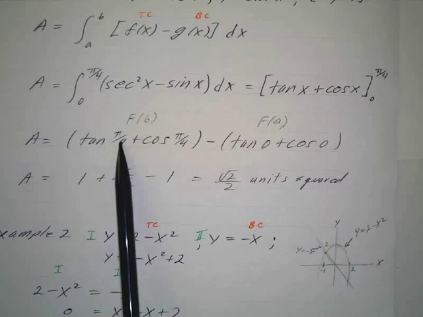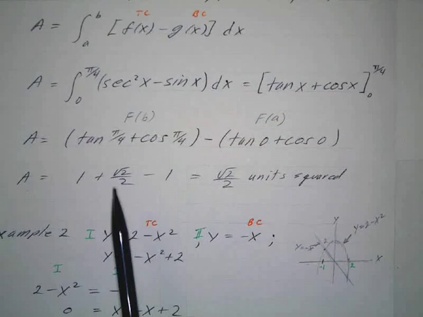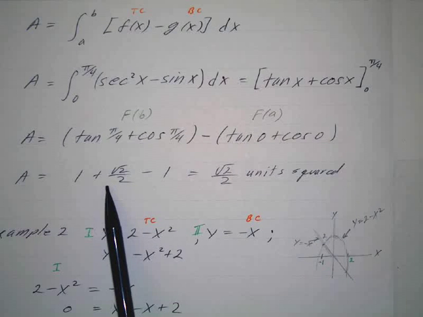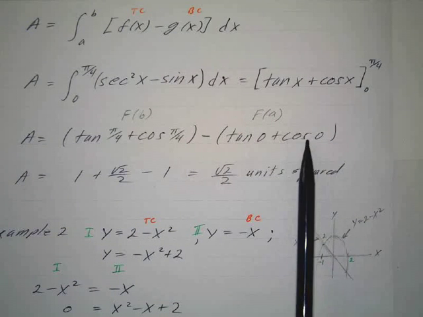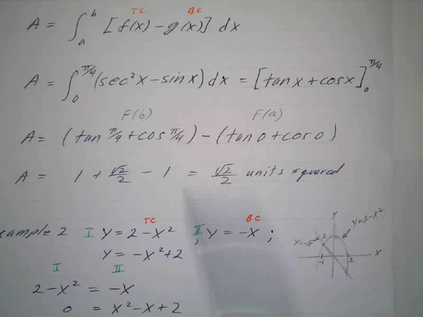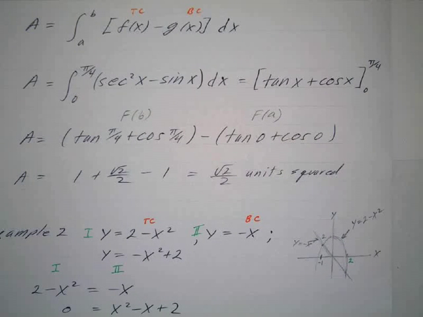Okay, and then the tangent of pi over 4 is 1, and the cosine of pi over 4 is the square root of 2 over 2. And the tangent of 0 is just 0, so I don't need to write that down. And the cosine of 0 is 1, so this is negative 1. These cancel, so that's what I've got. So not too difficult. Okay?